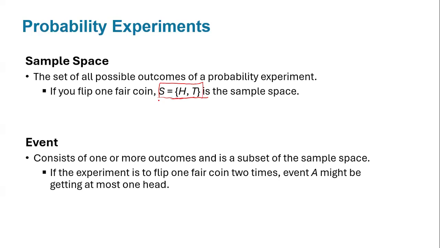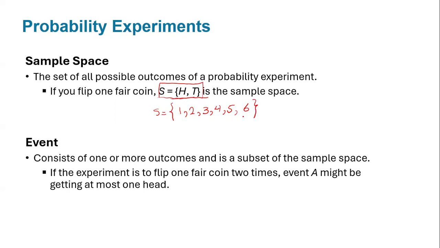All possible outcomes. When you roll a die, all possible outcomes are numbers 1 through 6. So you can show the sample space by putting numbers 1, 2, 3, 4, 5, and 6 in set notation. Now that's a sample space when you roll a die.